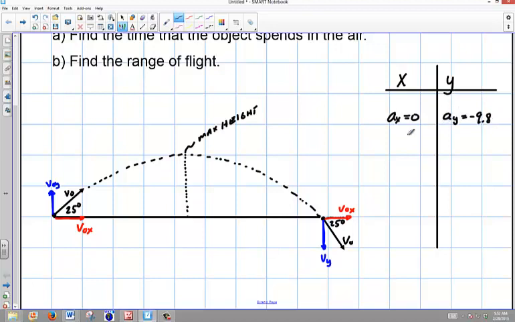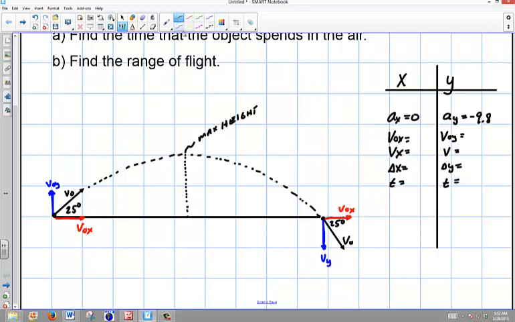So I have a v initial in the x, I have a v final in the x, I have a delta x, which is going to be the range, and I have the time. Over on this side I have the same thing. I have a v initial y, I have a v final y, I have a delta y, which is the displacement, which we're going to need to use a few tricks to solve this problem. And I also have a time here.